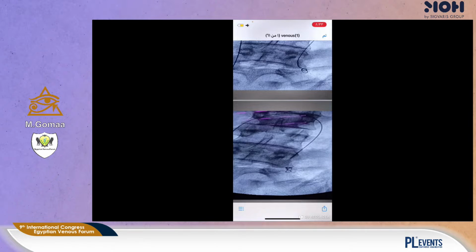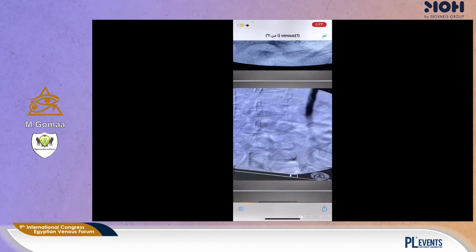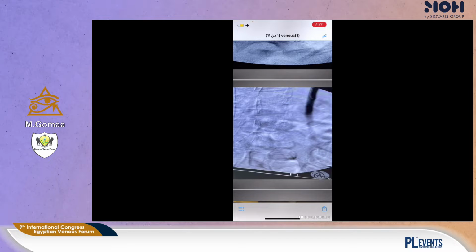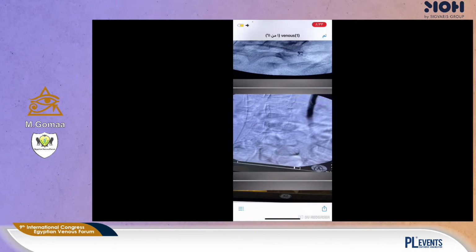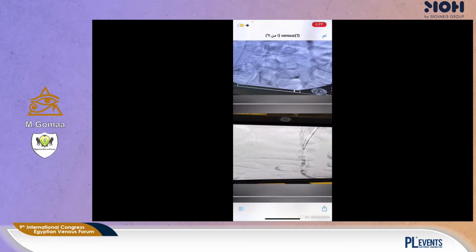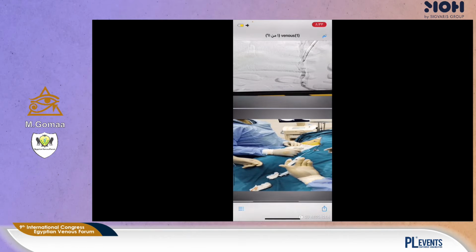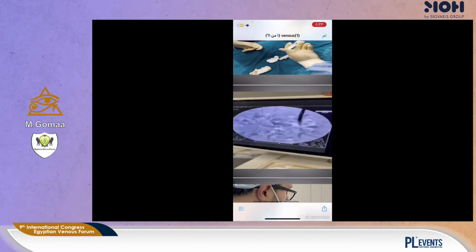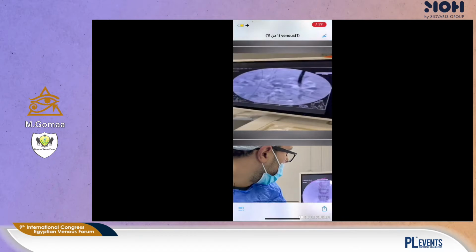This picture shows that after coiling and taking phlebography, after embolization and taking phlebography, we show complete obstruction of the left spermatic vein. In this picture we show that the catheter tip is placed at the junction between the internal spermatic vein and the pampiniform plexus. In this picture, we show embolization of the gonadal vein. In this picture, we show after embolization complete obstruction of the left spermatic vein.